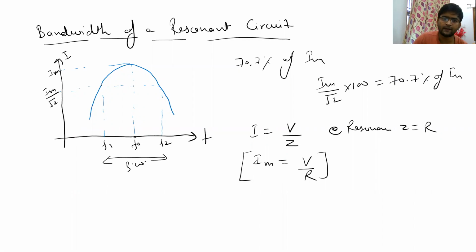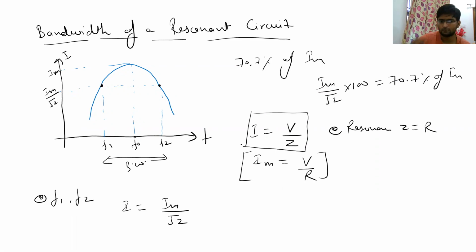So what will happen at these two frequencies, at F1 and F2? At F1 and F2, your current I is nothing but Im upon under root 2, right? But you also know that Im value is V upon R. So let us write it as V upon R divided by under root 2, which will equal V upon under root 2 R, right?